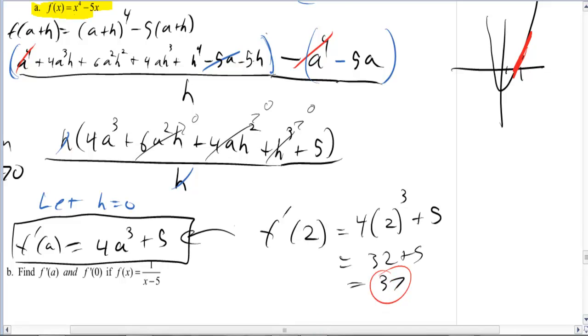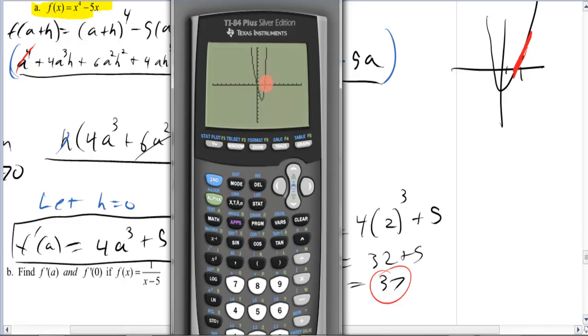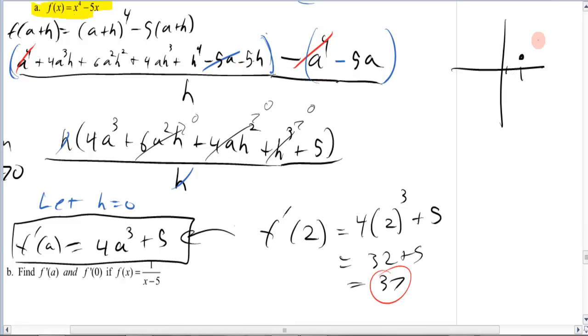So when you go back and look at the actual calculator, at the value of 2, the tangent line that you would draw there would be a very steep line going right up and down because it has a slope of 37. So I should actually make it even more steep. There you go. You can see the slope of the tangent line is very, very steep.